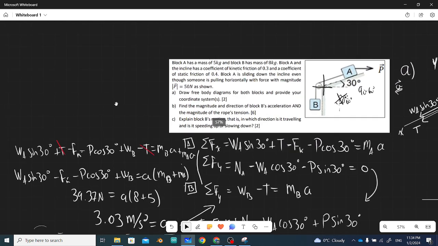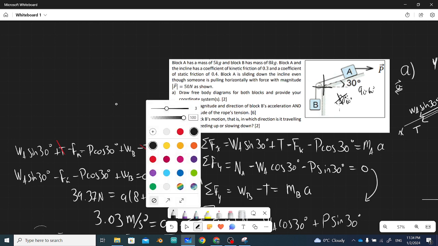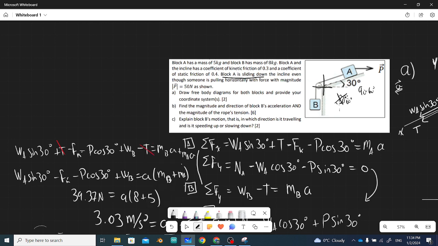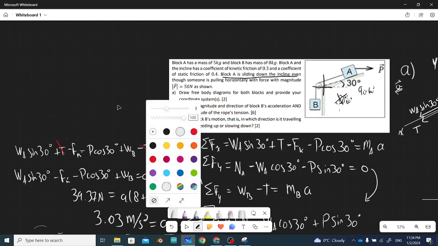Explain block B's motion, that is in which direction it is traveling and if it is speeding up or down. Now we realize that all the forces that we got were positive, which means that our assumption of the direction of the acceleration was right. It is going downwards. Since they say here that block A is sliding down the incline, B is also going down, and the acceleration we know now is downwards, it means that it is accelerating downwards.